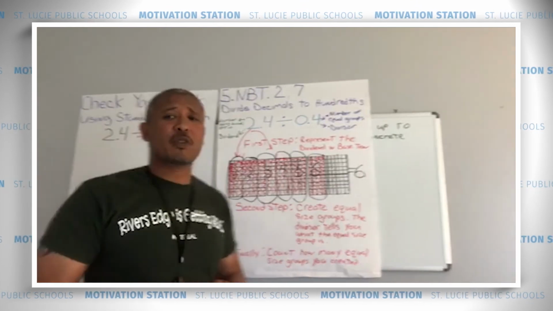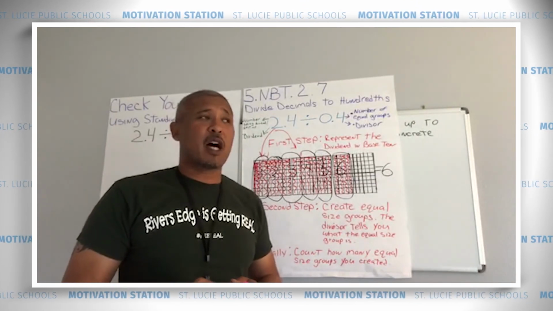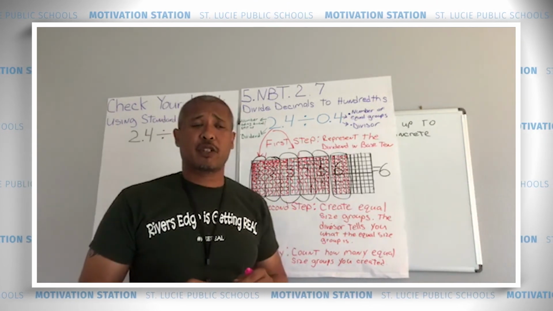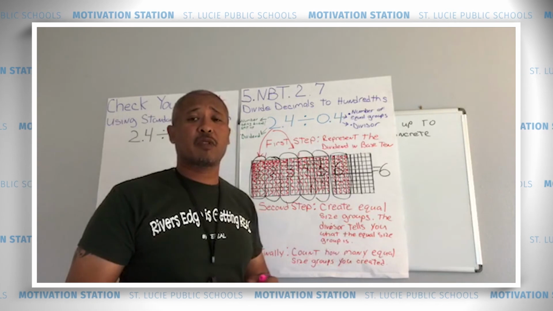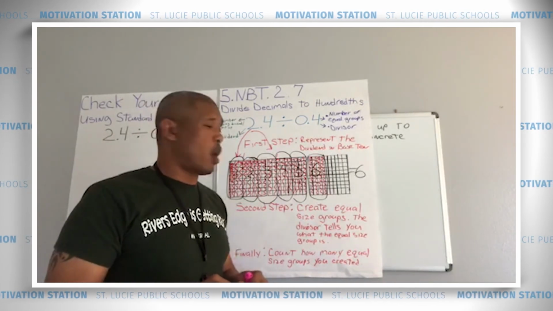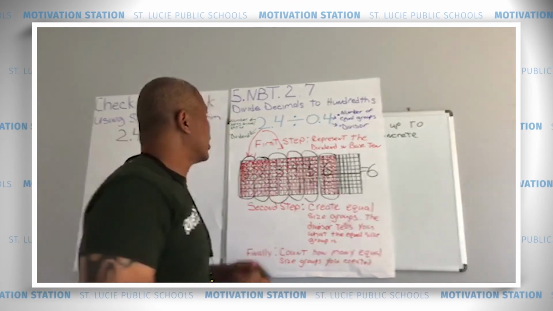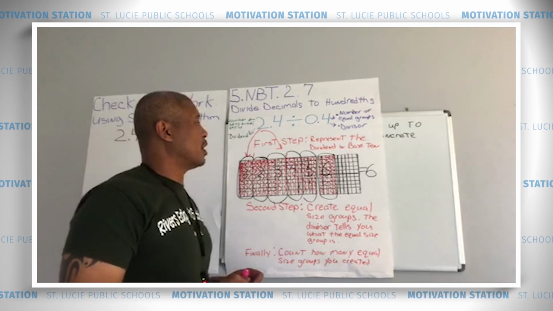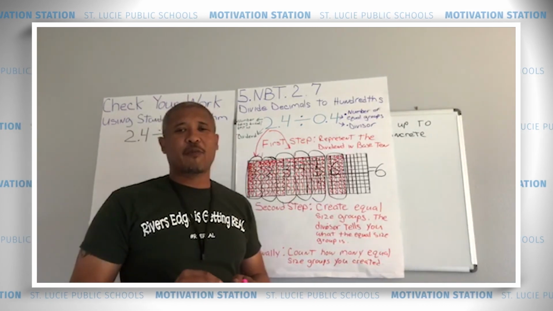Now, I solved that using an area model. It wasn't too hard, but if you thought it was difficult, you can always feel free to reach out to your teacher. You can always reach out to me, and I will gladly walk you through it. So again, this was 5.NBT.2.7, dividing decimals to the hundredths using an area model.